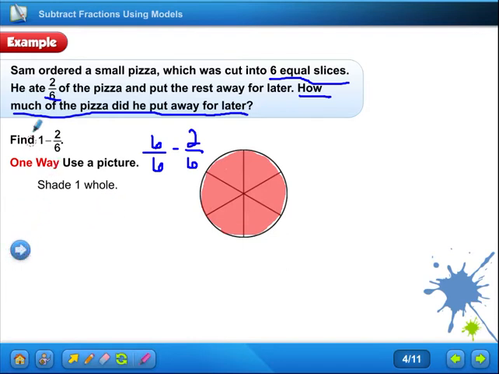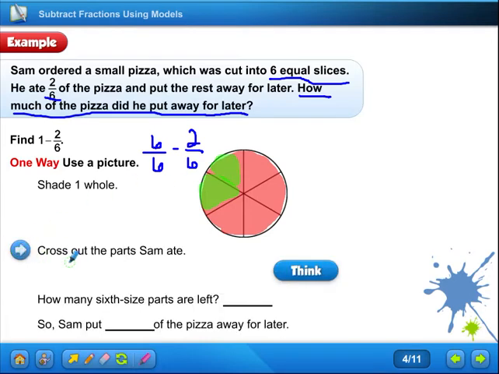Now, what did he do? He ate 2 sixths of it. So he ate this piece, 1 sixth, gone in his belly. And he ate another sixth, gone in his belly. So he ate 2 sixths of the pizza. Cross out the part Sam ate. So I just shaded it in. He ate those 2. They're gone. See you later.